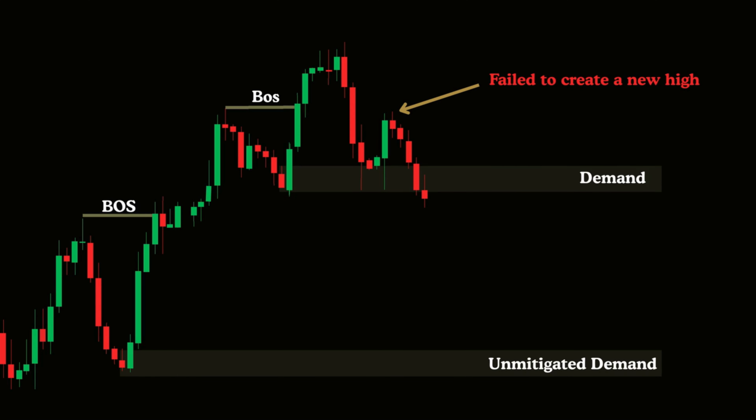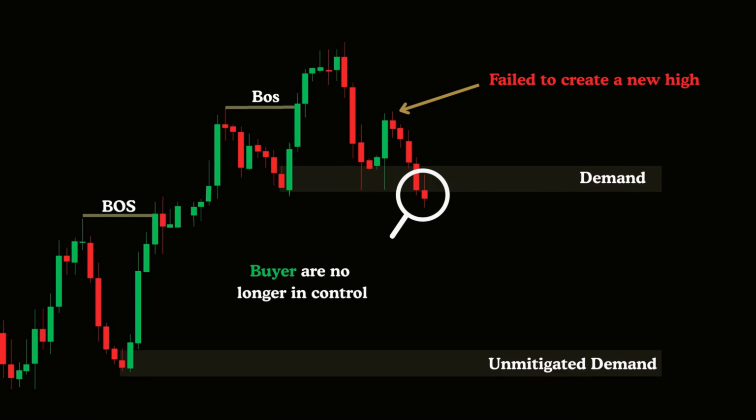However, when the price tests the demand area and fails to generate a new higher high, it signals a potential weakening of buyer momentum. Once the market breaks below the previous low, it confirms that demand is no longer in control. This shift suggests a possible trend reversal.